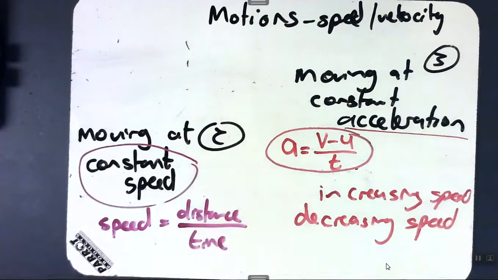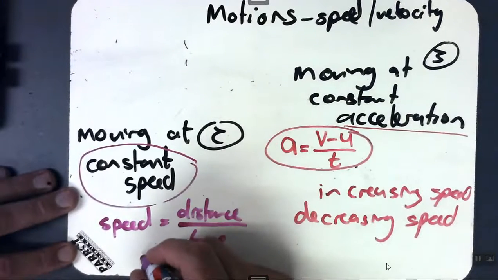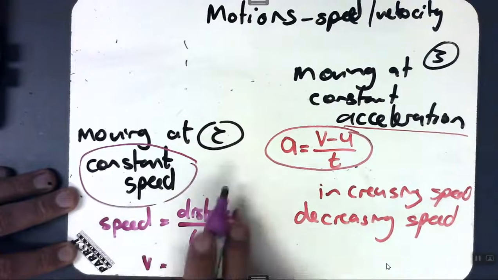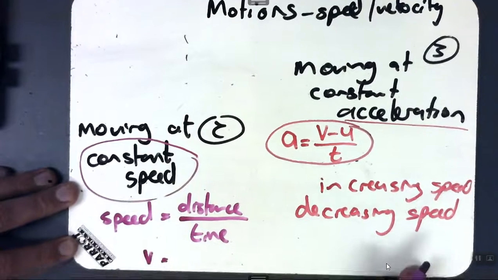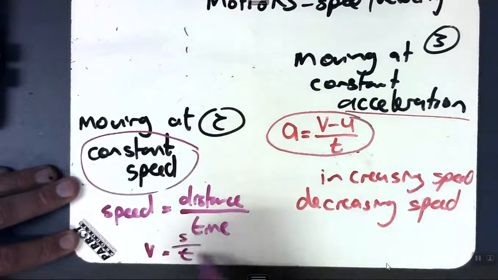As I said before, in physics, IG and AS, we will be using V. Okay, velocity is displacement over time, or speed is distance over time. We use the same symbol V. Distance and displacement, we'll use S over T.